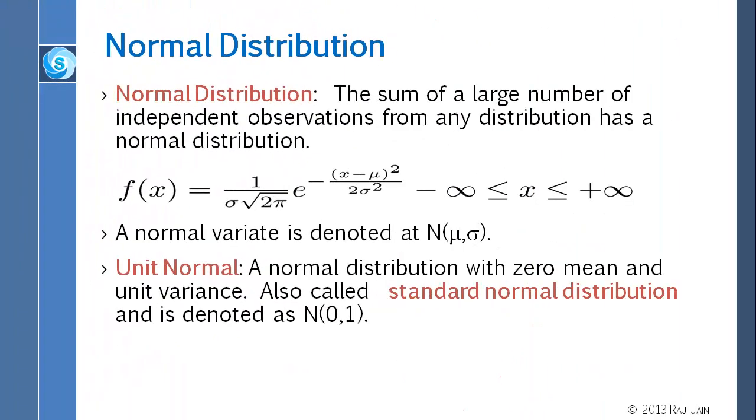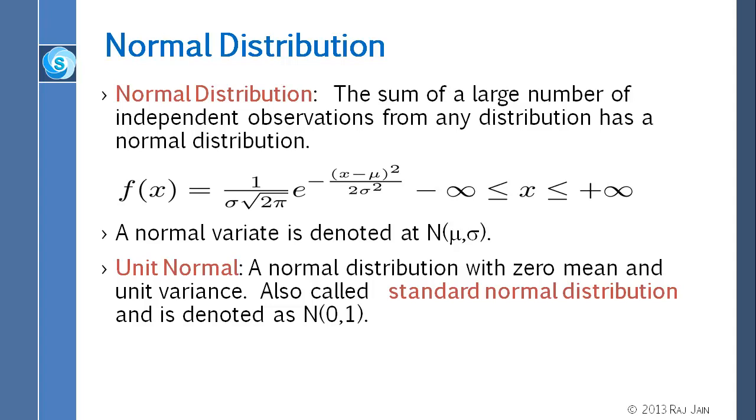Then we move on to normal distribution. Now, the normal distribution is this function. The density function is 1 upon sigma square root of 2 pi, e raised to minus (x minus mu) whole square upon 2 sigma square, and it goes from minus infinity to plus infinity. You never really use this expression for anything because it's very difficult to handle, but this is the most common distribution. That's why it is called normal distribution.